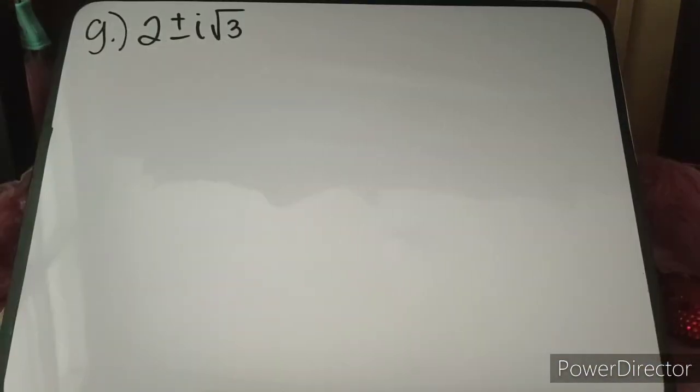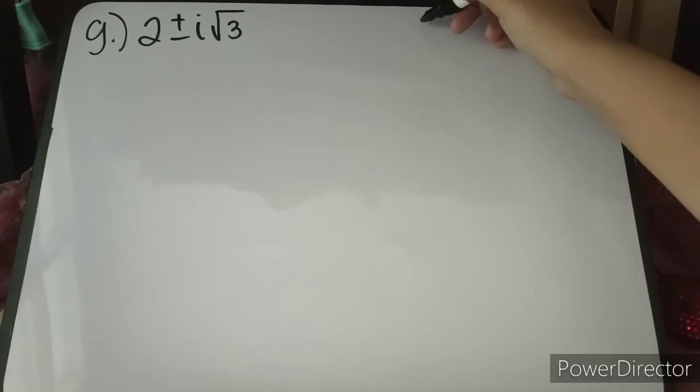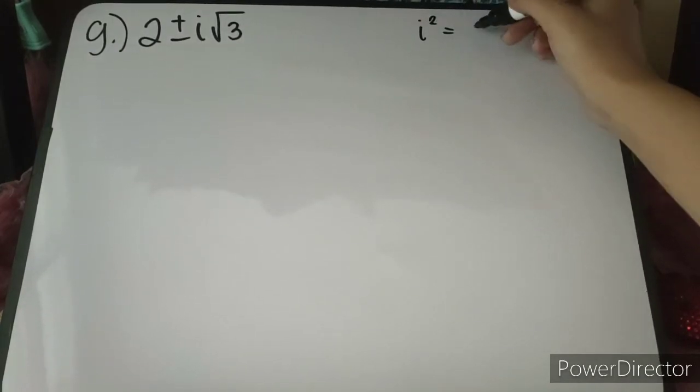My last example in writing the quadratic equation given the roots. Let's now find the sum and product using the given roots. So, ang ating given roots is 2 positive negative i square root of 3. Remember, when we get the product later, i squared is equals to negative 1.